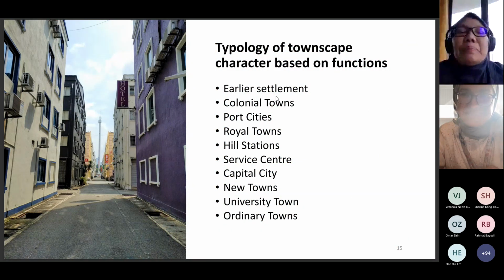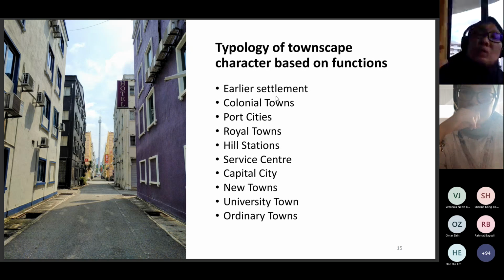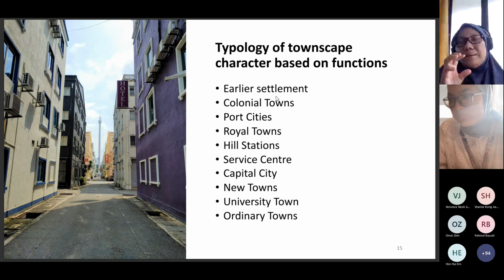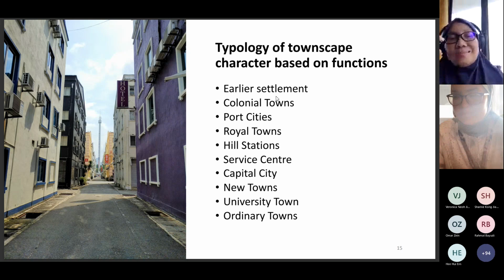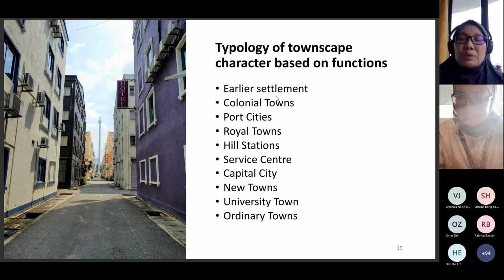So this is what I propose in continuing the study about the Malaysian townscape: to describe the character based on the functions, and the typology of townscape produced as a result of these functions. So we have the earlier settlement, the colonial towns, the port cities, the royal towns, hill stations, and last but not least, the ordinary towns. When we talk about ordinary towns, this is just a town that has no specific function, but exists as a part of the process of urbanization in the country. Next.